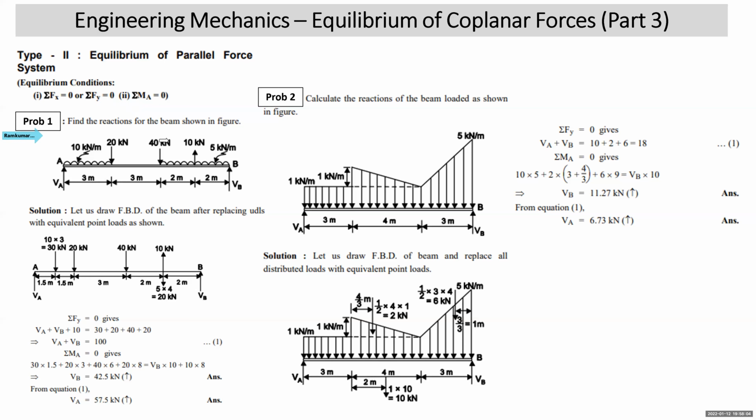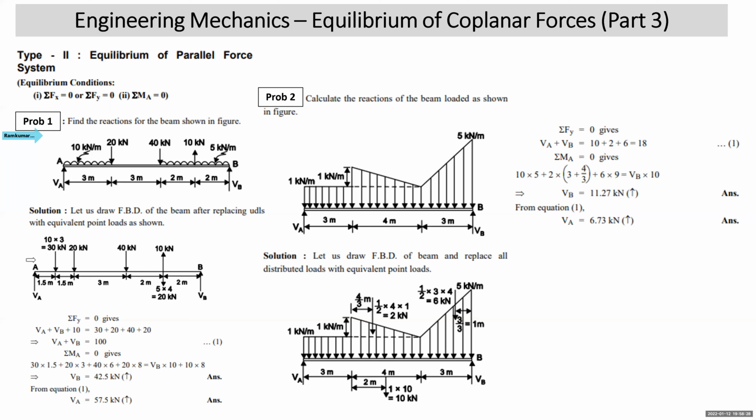Find the reactions for the beam shown in the figure. You are given the beam which is simply supported, right? These are reactions exerted by the simple supports A and B. There is a UDL of 10 kilonewton per meter. There are point loads. There is a UDL of 4 meter length, intensity 5 kilonewton per meter. We need to draw the free body diagram of the beam.